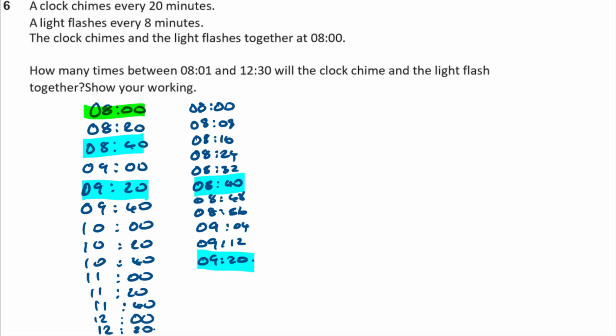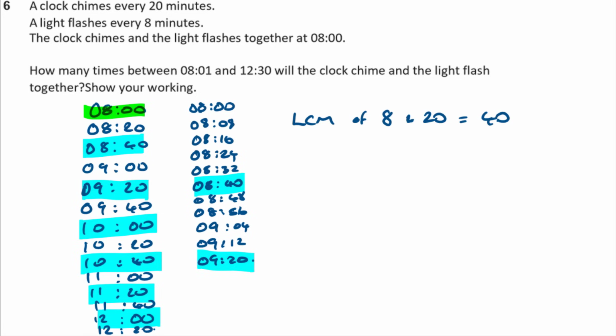Okay. So notice it's together every 40 minutes, isn't it? And that isn't surprising because 8 and 20 both have 40 as their LCM. So the LCM of 8 and 20 is 40, isn't it? It's every 40 minutes that they're going to be chiming together. So every 40 minutes after that, it's going to be here, here, here, here. Okay, so how many times is that? It's 1, 2, 3, 4, 5, 6. It's going to chime 6 times together.